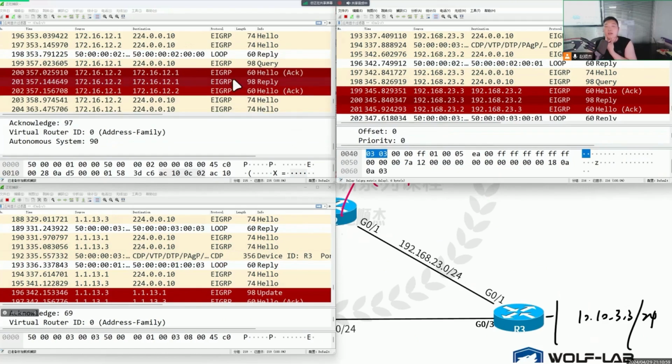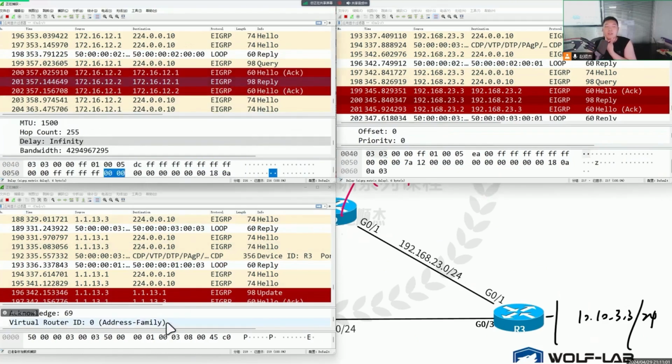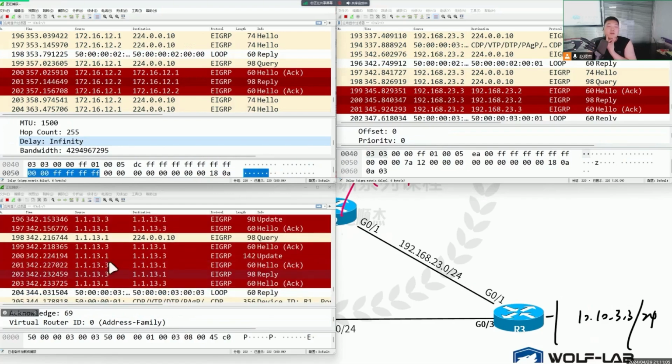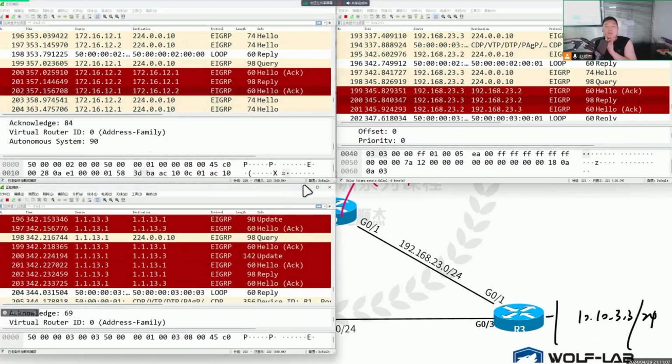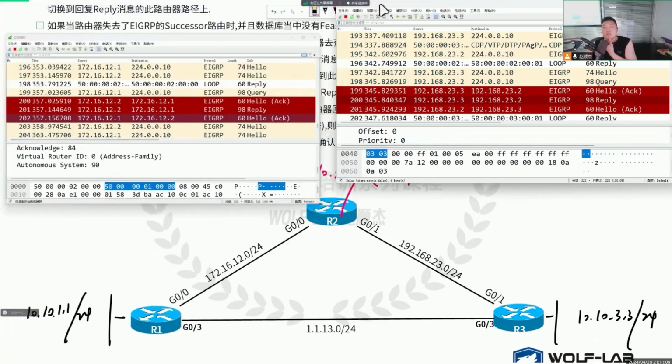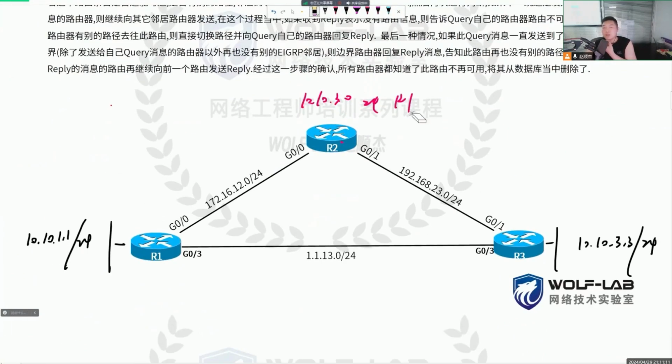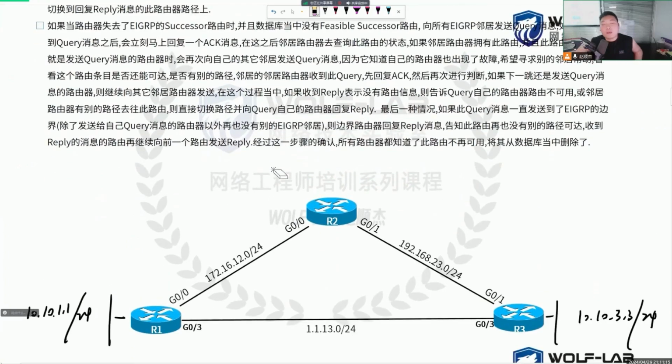Then we delete this entry from the database and send a reply message to R1. Then the route is unreachable. Then R1 deletes it and replies with an ACK message. This is the third scenario of our query mechanism. One thing students must pay attention to is the working method of the third scenario.